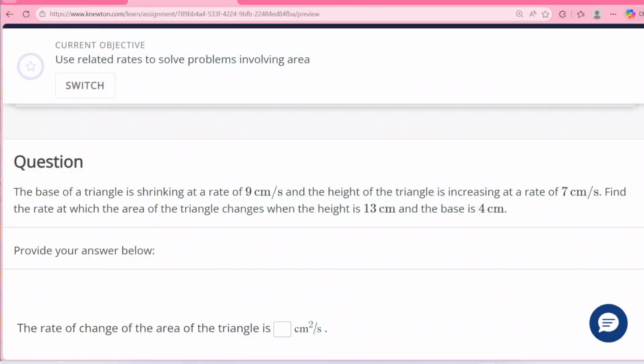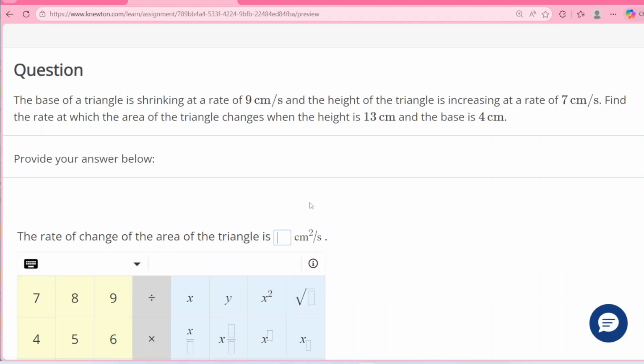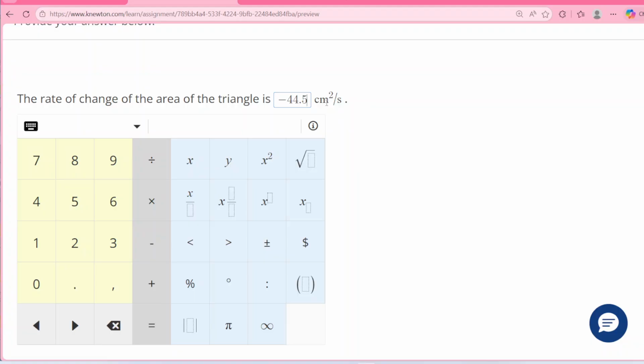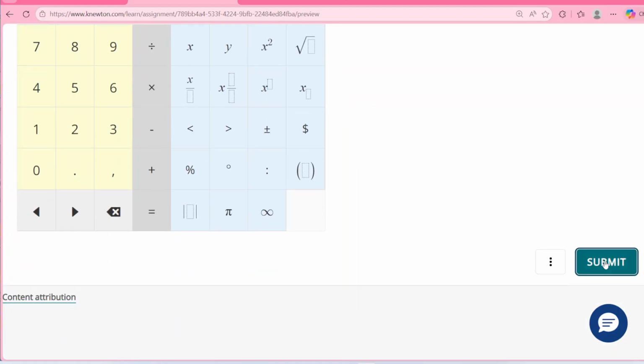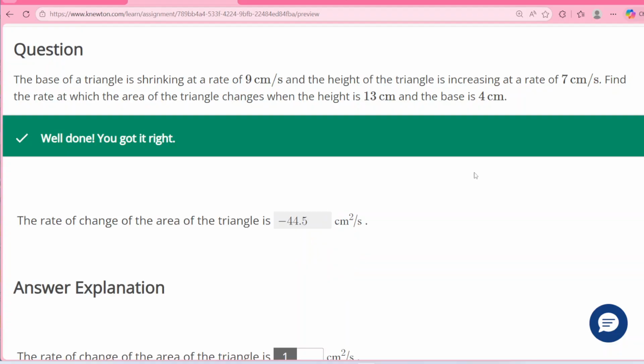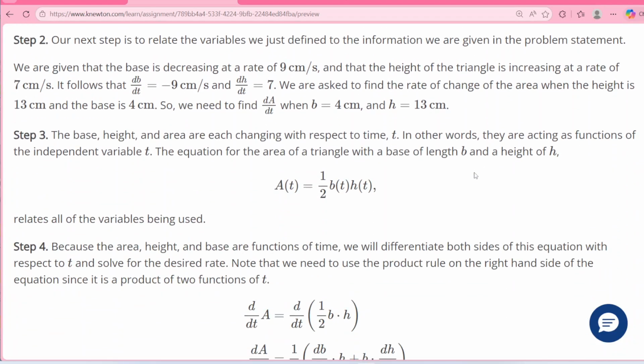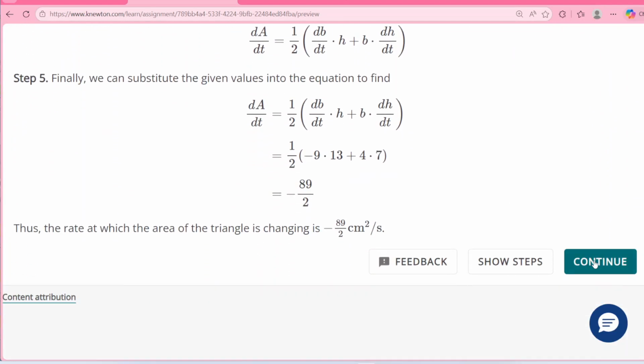Anyway, I'm plugging in -89 halves or -44.5. Let's do -44.5 because that's an exact value, right? That we didn't round anything. That's exactly the same as -89 halves. Centimeters squared, square centimeters per second. Great. All right.